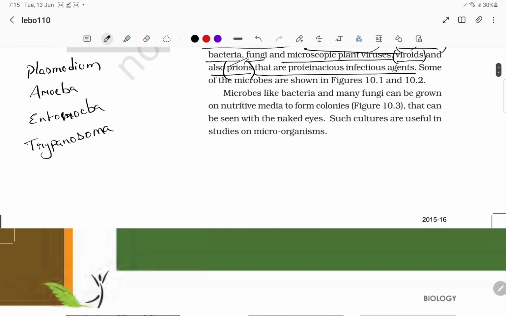Microbes like bacteria and fungi can be grown in nutritive medium to form colonies, and we can see these colonies with the naked eye also. For example, we can see the colonies of Penicillium in a petri dish. If we want to grow Streptococcus pneumoniae, we can even differentiate between the R strain and S strain. Such cultures are useful to study microbes.